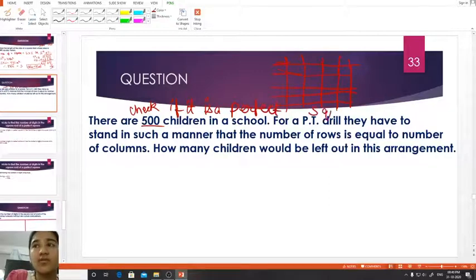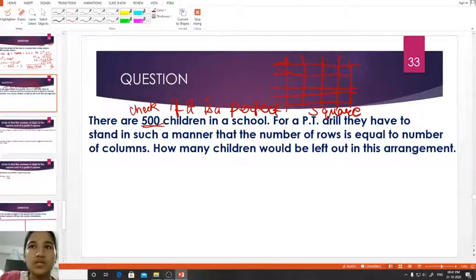Why do we have to check whether it's a perfect square? Because if it's a perfect square, then only will we be able to arrange them so that the number of rows equals the number of columns. Otherwise, it's not possible. That's why we have to take 500 children and check whether 500 is a perfect square or not.